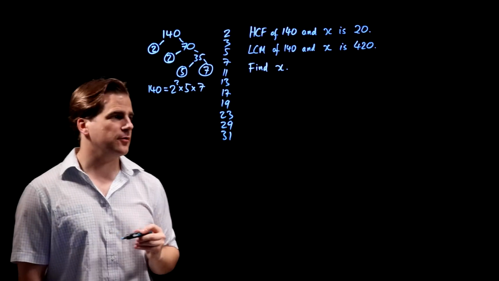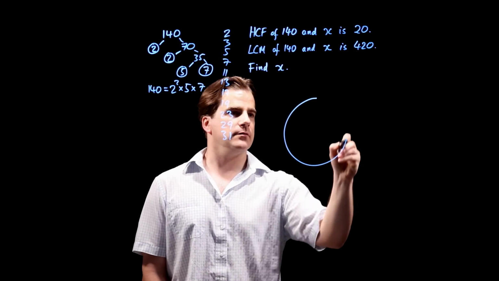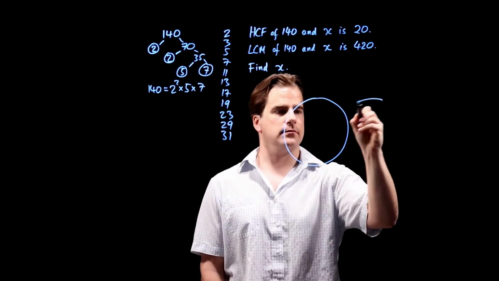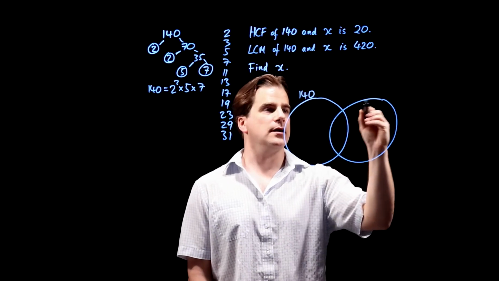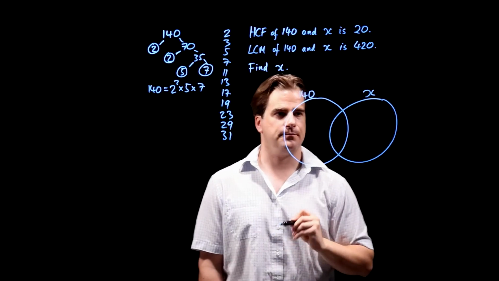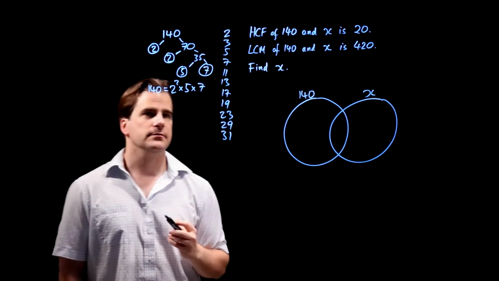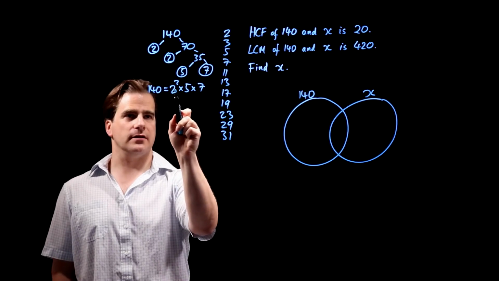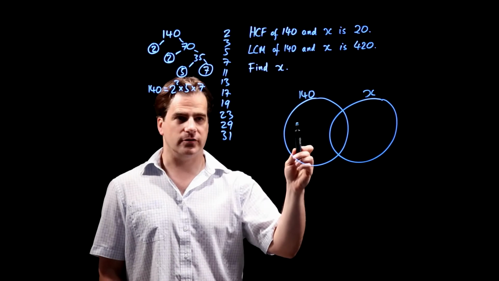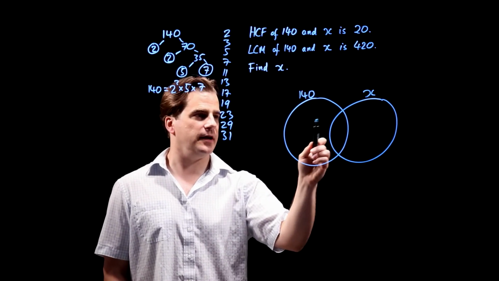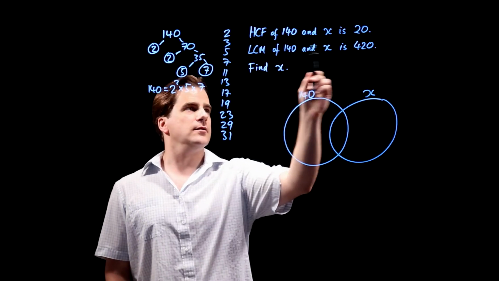Okay, let's put that in the double circle diagram. We've got 140 here and x here. Well, 140 is 2 times 2 times 5 times 7. So the two 2s, the 5 and the 7 are going to be in here and in here somewhere, but we don't know where yet. So let's see what we know.